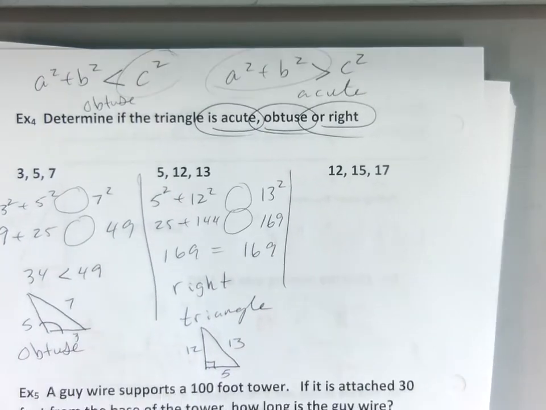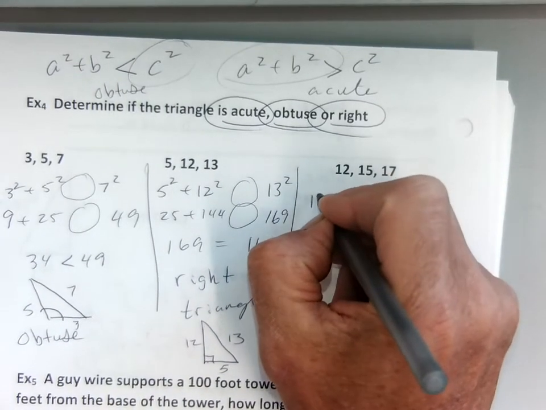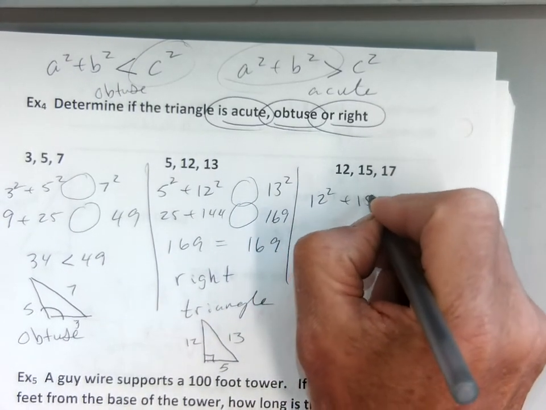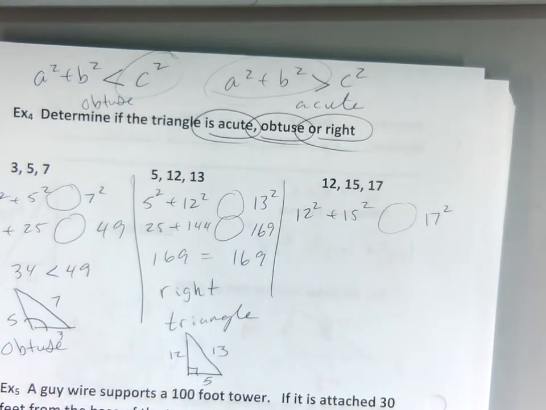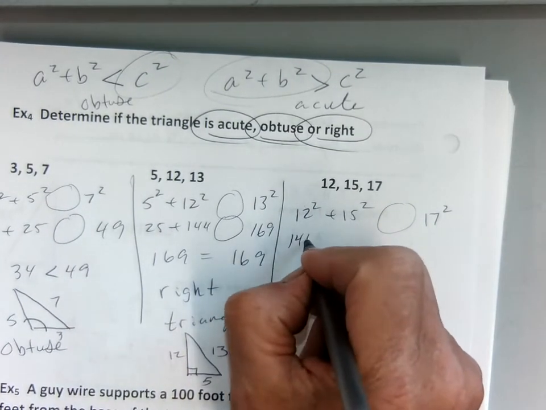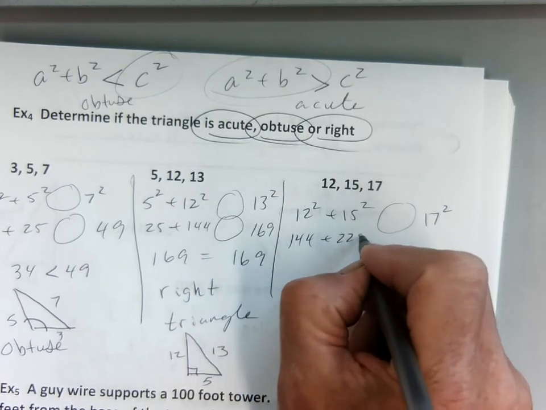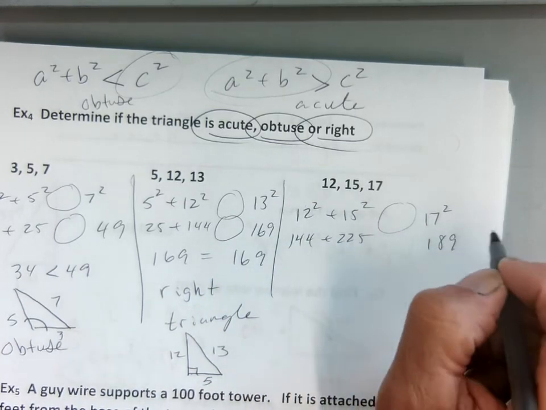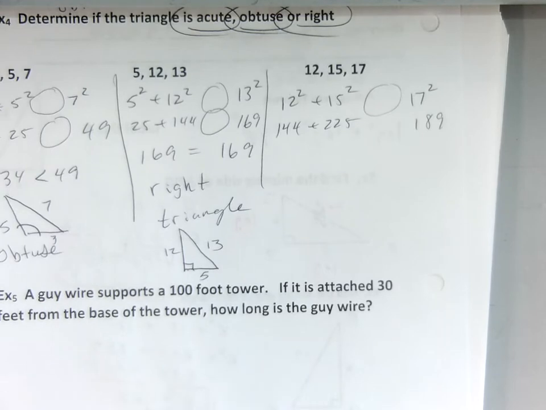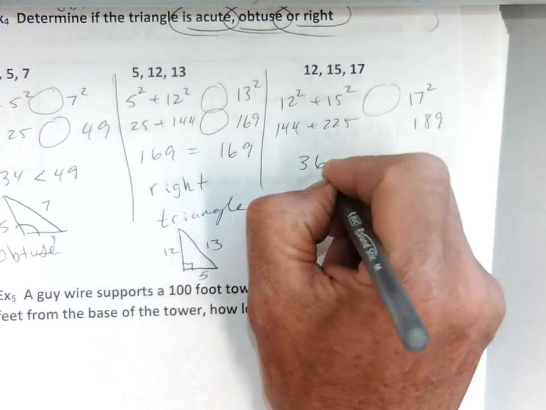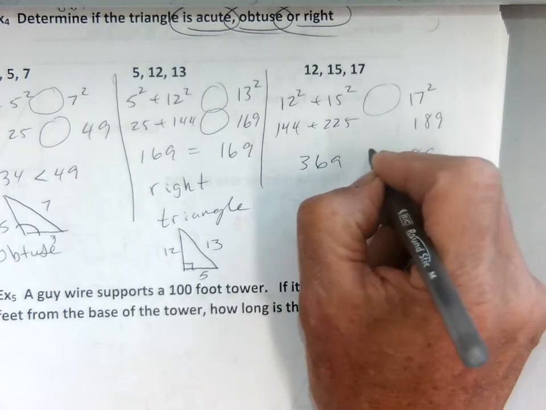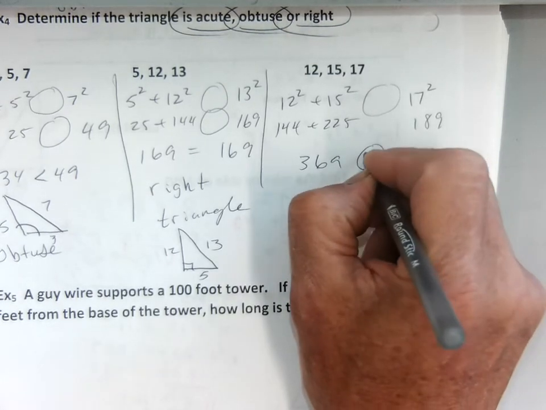All right, let's see how this one works. 12 squared plus 15 squared, and 17 squared. Okay, so 144 plus 225 and 189. Okay, I just happen to know some of these. Been doing math way too long, huh? Okay, what's 144 plus 225? I get 369, 189. Okay, so that means c squared is smaller.